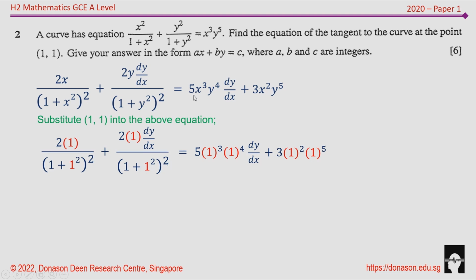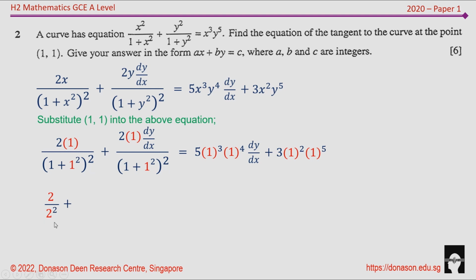And then on the right hand side, similarly 5 I have copied down, x cubed is 1 cubed, and y to the power of 4 is 1 to the power of 4. And then for this part of the term, x and y have been replaced with 1 respectively. So now if you look at this expression, the only unknown is dy dx. So when you find the dy dx, that means you have already got the gradient of the tangent. So that's 2 over 1 plus 1 squared, which is of course 1 plus 1, a 1 squared is of course a 1, 1 plus 1 is going to be a 2, 2 squared will become 4.